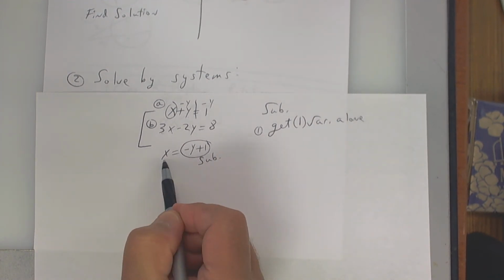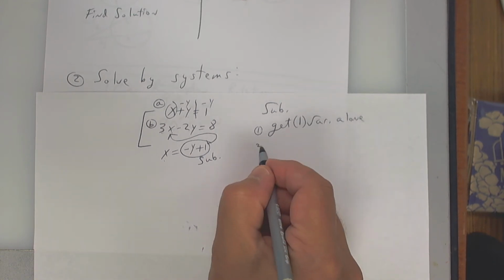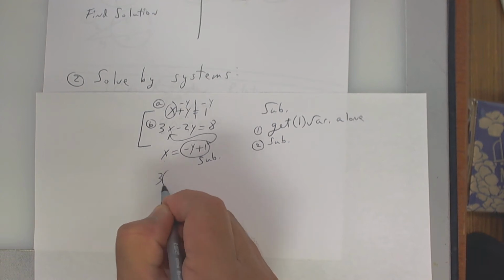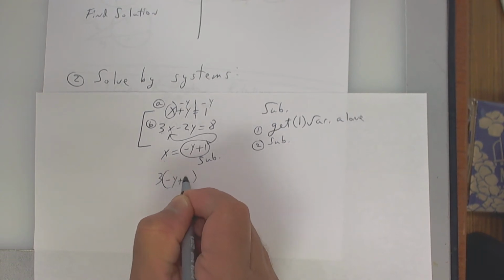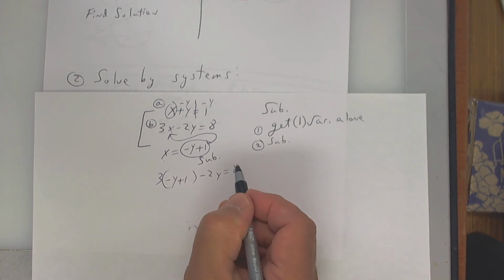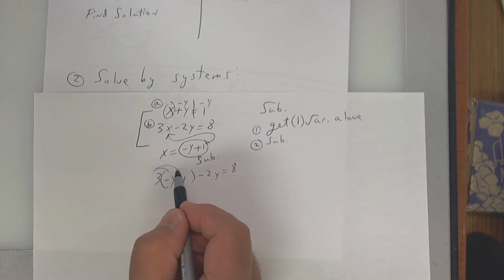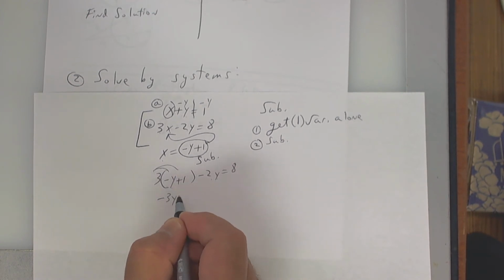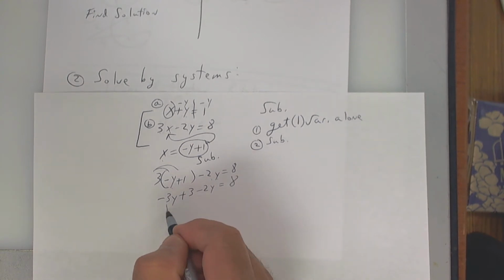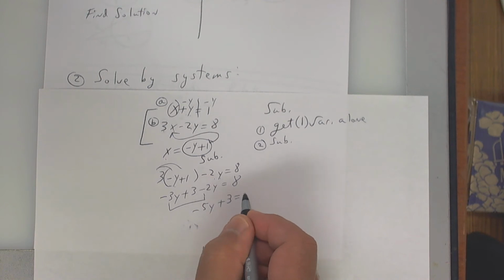Now since it says x, you have to go where the x is. So step 2 is to substitute, which is what I'm doing right now. So you're going to get 3 times your substitute minus 2y is equal to 8. Now when you substitute, you should have all y's or all x's. So we're going to distribute. So you get negative 3y plus 3 minus 2y equals 8. This gives you a negative 5y plus 3 equals 8.